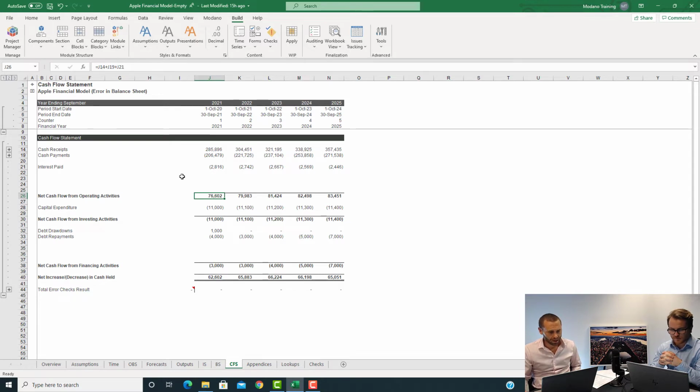Okay. So after doing this, net operating activity should equal 76602. Yes. Increasing to 83451. Okay, so after doing that, your net cash flow from operating activity should equal 76602 in FY21 and increase to 83451 in FY25. Okay, good. So that was an ugly formula, but we got it in. Okay, so interest expense and interest paid have now been included.